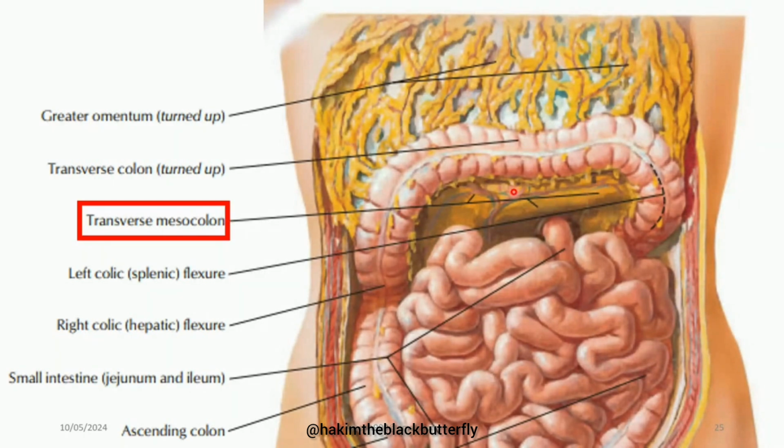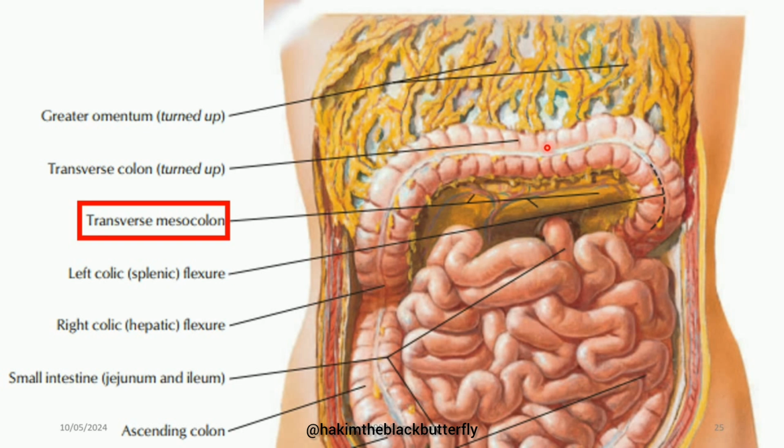From your transverse colon, there is this peritoneal fold that we call the transverse mesocolon that connects your transverse colon to the posterior abdominal wall, and that allows your transverse colon to hang freely within the abdominal cavity. It's not like the ascending colon, which is tethered onto the posterior abdominal wall. No, it's not like the descending colon, which is tethered onto the posterior abdominal wall. For it freely hangs within the abdominal cavity.